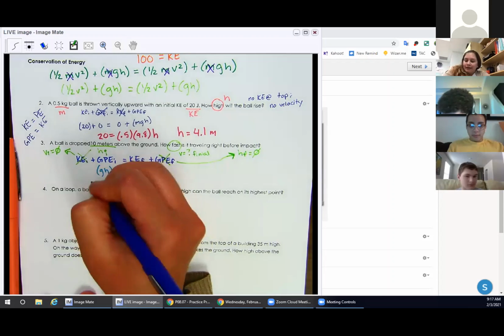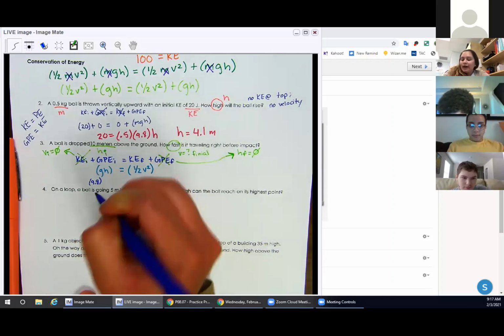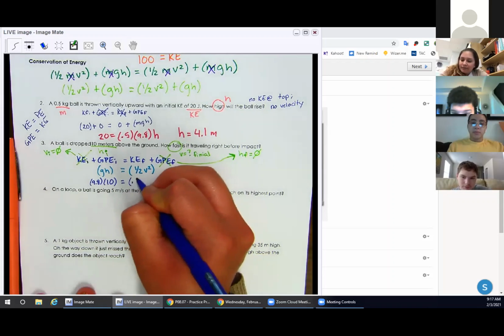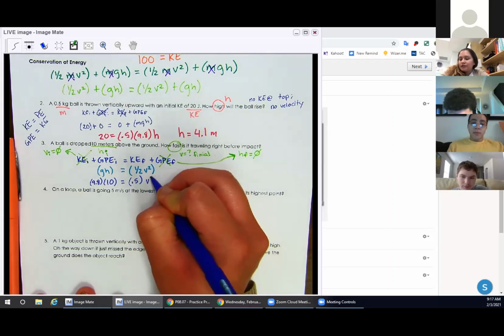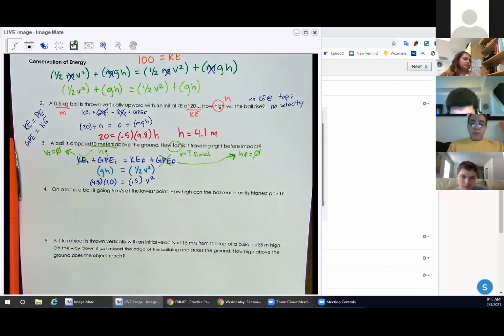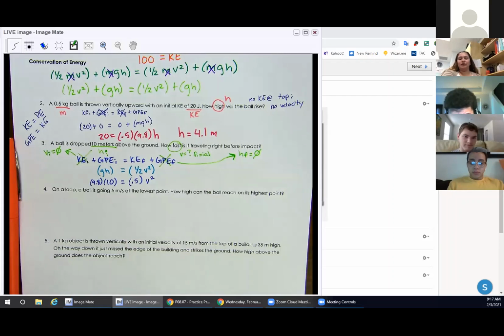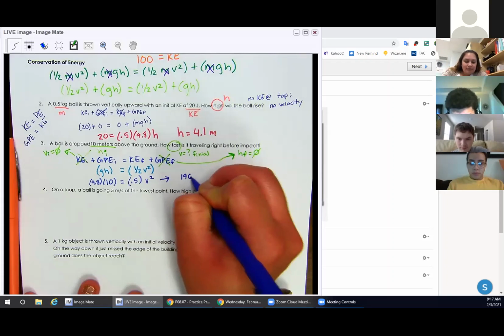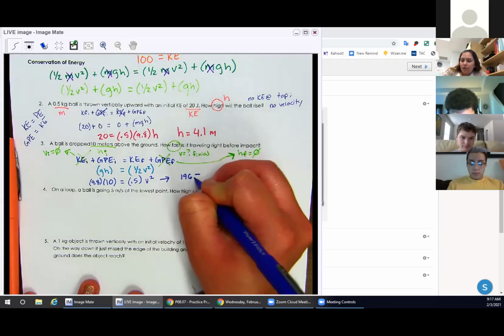Gravity is 9.8. Our initial height was 10 meters. We still have our 1/2, and we're looking for our velocity squared. Using rules of algebra, you multiply 9.8 and 10 first. That's going to give you 98. And then what do you do with that 98? Divide by 0.5. So that's going to carry on to 196.